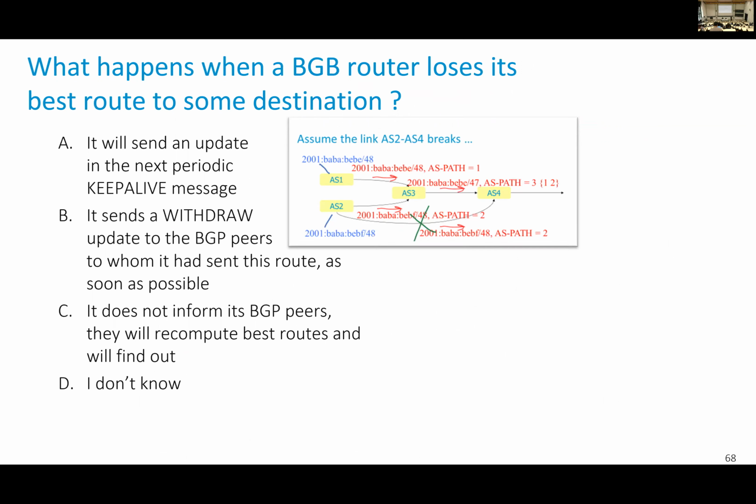Quick additional question. What happens when a BGP router loses its best route to some destination in general?